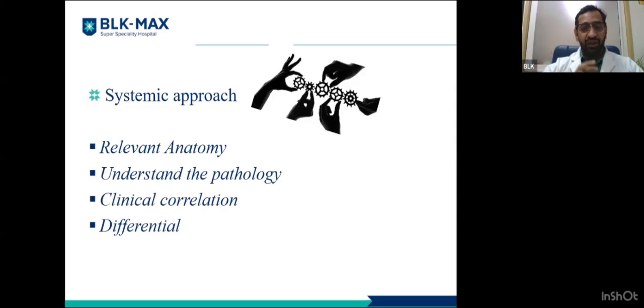When you are reading an X-ray abdomen, you should be aware of the relevant anatomy. You should be able to understand the pathology. You should know what is normal and what is abnormal in this X-ray, and then you correlate that pathology with your clinical interpretation. After the correlation, you can make a differential diagnosis. So by analyzing the X-ray and correlating it clinically, you can make a differential diagnosis and then accordingly plan your management.